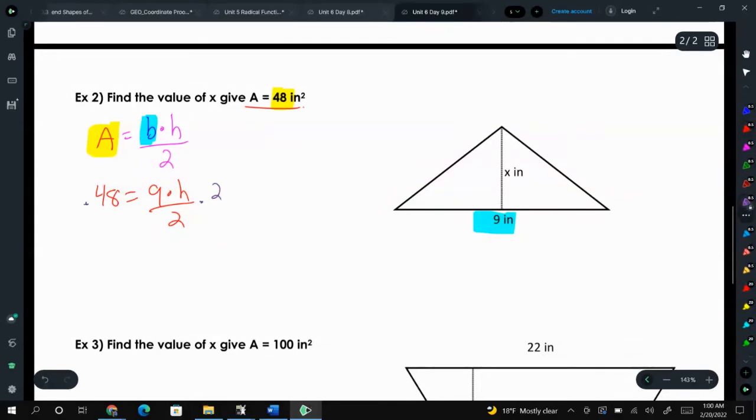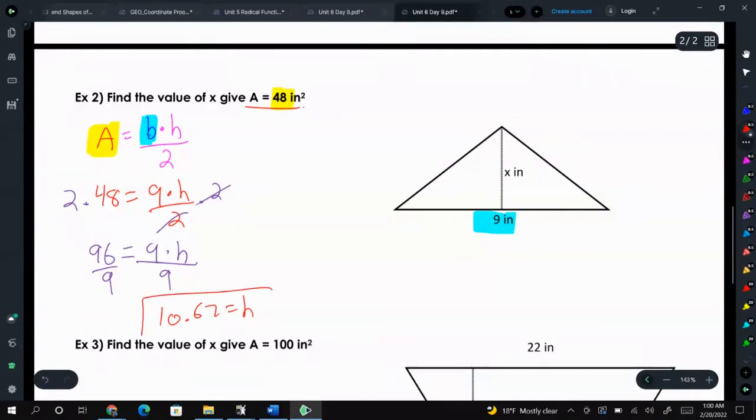We can multiply both sides by 2. We get 96 equals 9 times h. Divide both sides by 9. And if we type that in the calculator, that would give us 10.67 equals h. So we were given the area, we had to figure out the height.